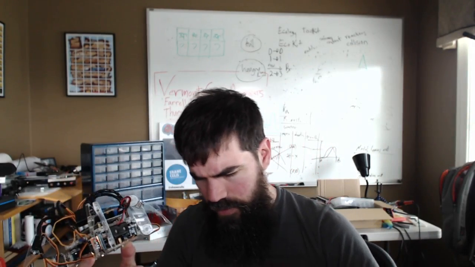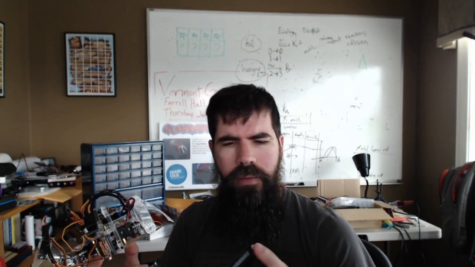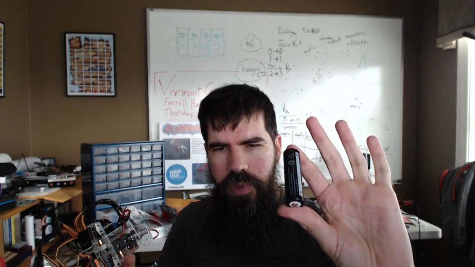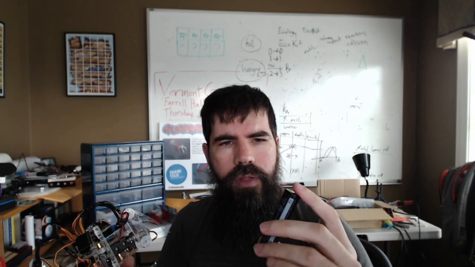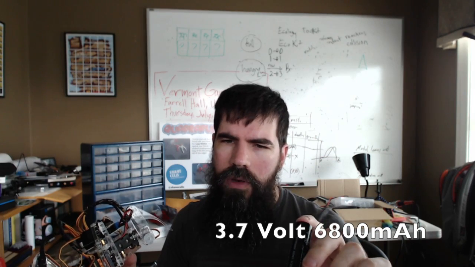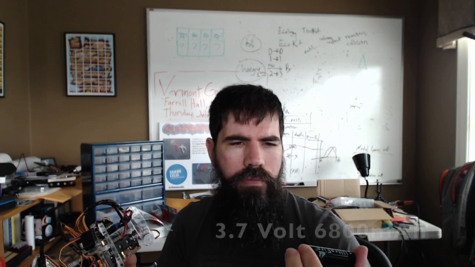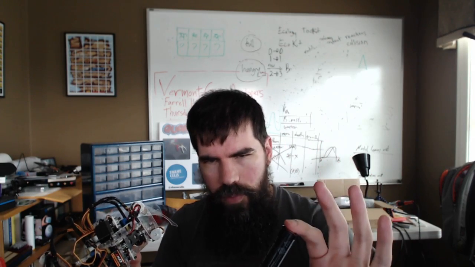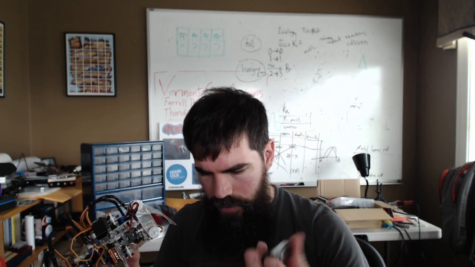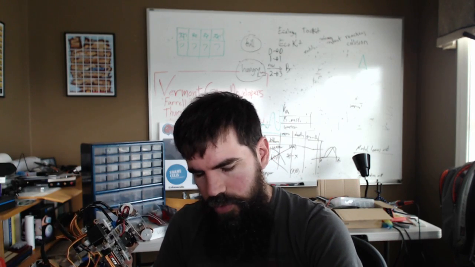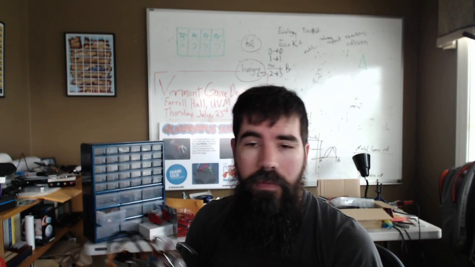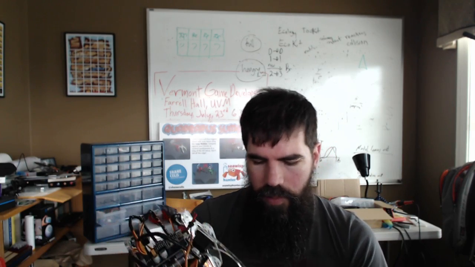These are kind of different. It looks like just a big AA battery, but it's some particular 3.7 volt, 6800 milliamp hour batteries. The kit did not come with these batteries. I purchased these separately, but they weren't expensive, and they came with a charger, so that was fine.